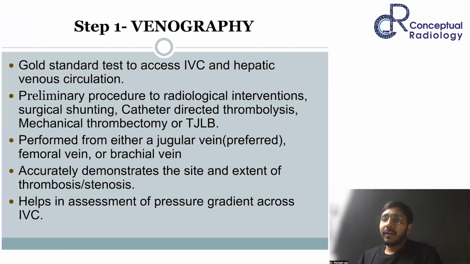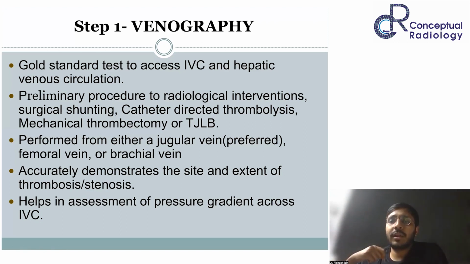So when we have decided to treat a hepatic vein outflow tract obstruction, the first step is to do a venography. So venography is usually done via transjugular route. We puncture the right IJV, go through the right IJV into the heart, the suprahepatic IVC, and try to cannulate the hepatic veins. So this is the gold standard test to assess the IVC and the hepatic venous circulation. It is a preliminary procedure to any radiological intervention.